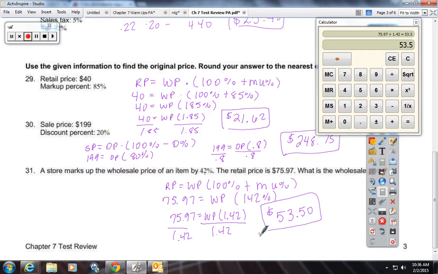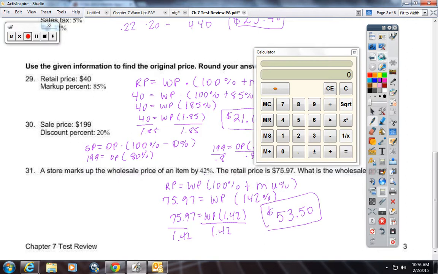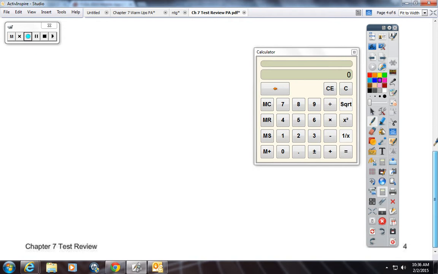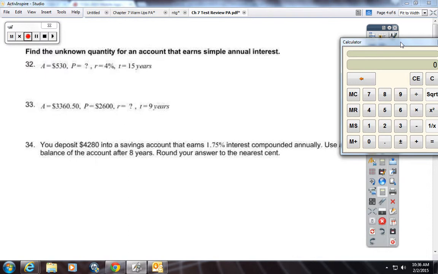Okay, now the last couple problems. 32, 33, 34. So this is the other two formulas that we had from lesson 7.7. So the directions tell me that these two are simple annual interest. So the formula for simple annual interest is this. A equals the principal times 1 plus the rate times the time. So A is the balance. So A is $530.